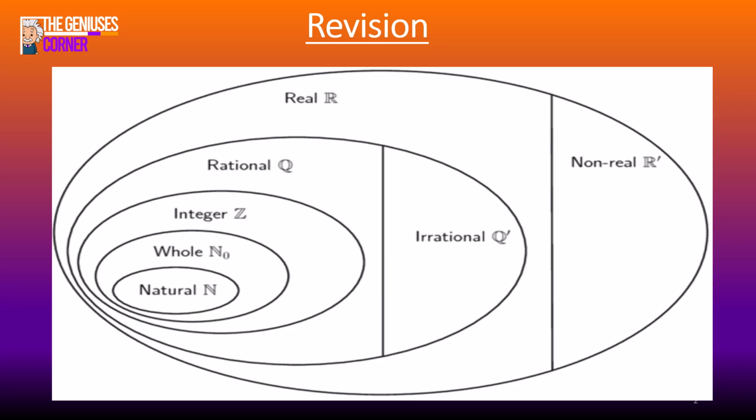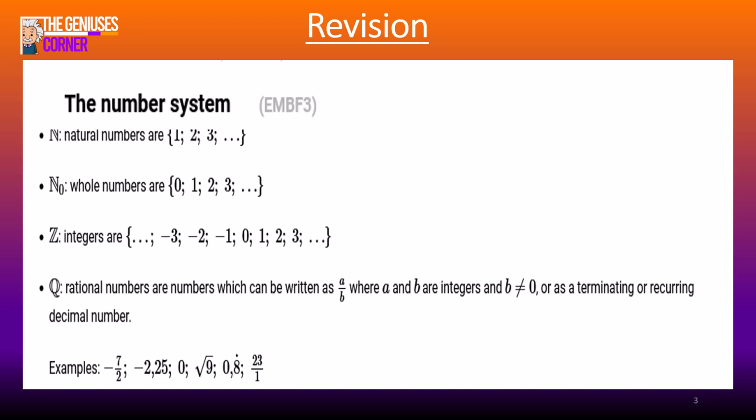And then real numbers are divided into two: rational and irrational numbers. Irrational numbers we'll talk about on the other slides, as well as rational numbers. But under rational numbers, we have integers, we have whole numbers, and we have natural numbers. I'm going to explain them in more detail. Right. So this is the number system.